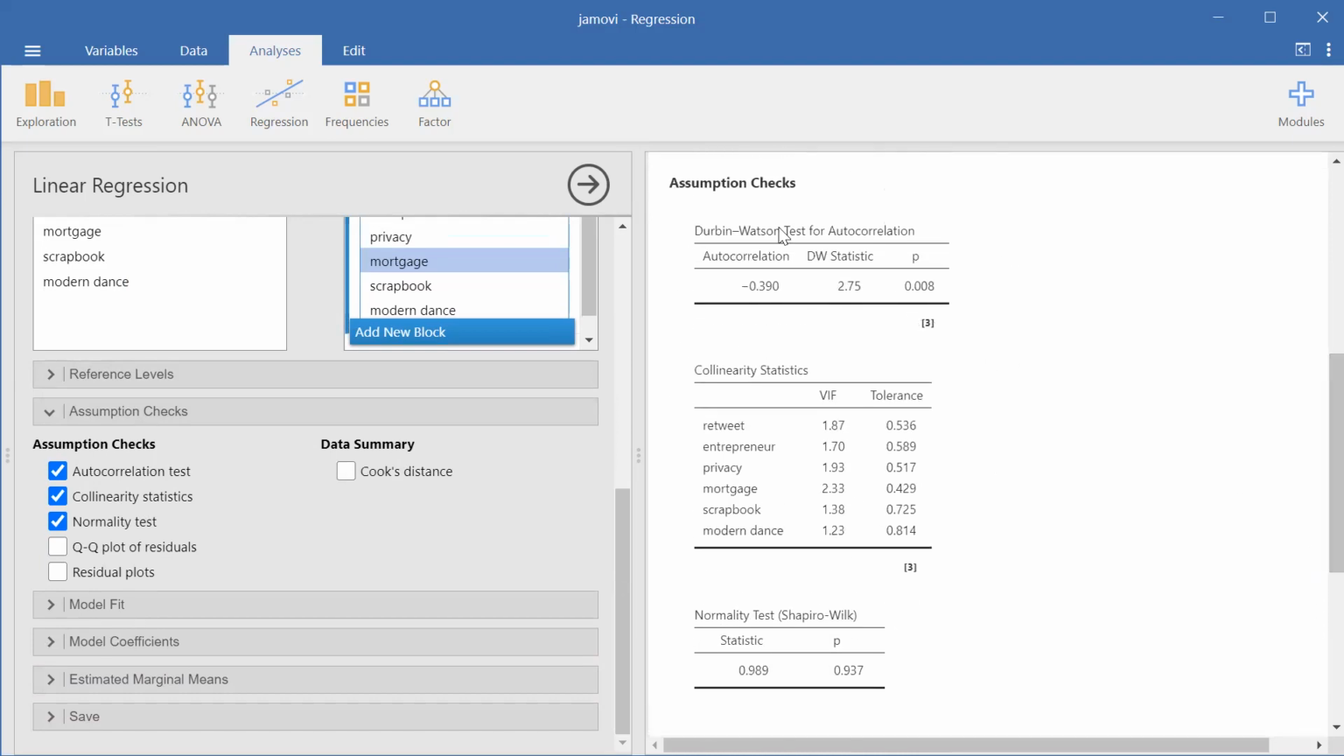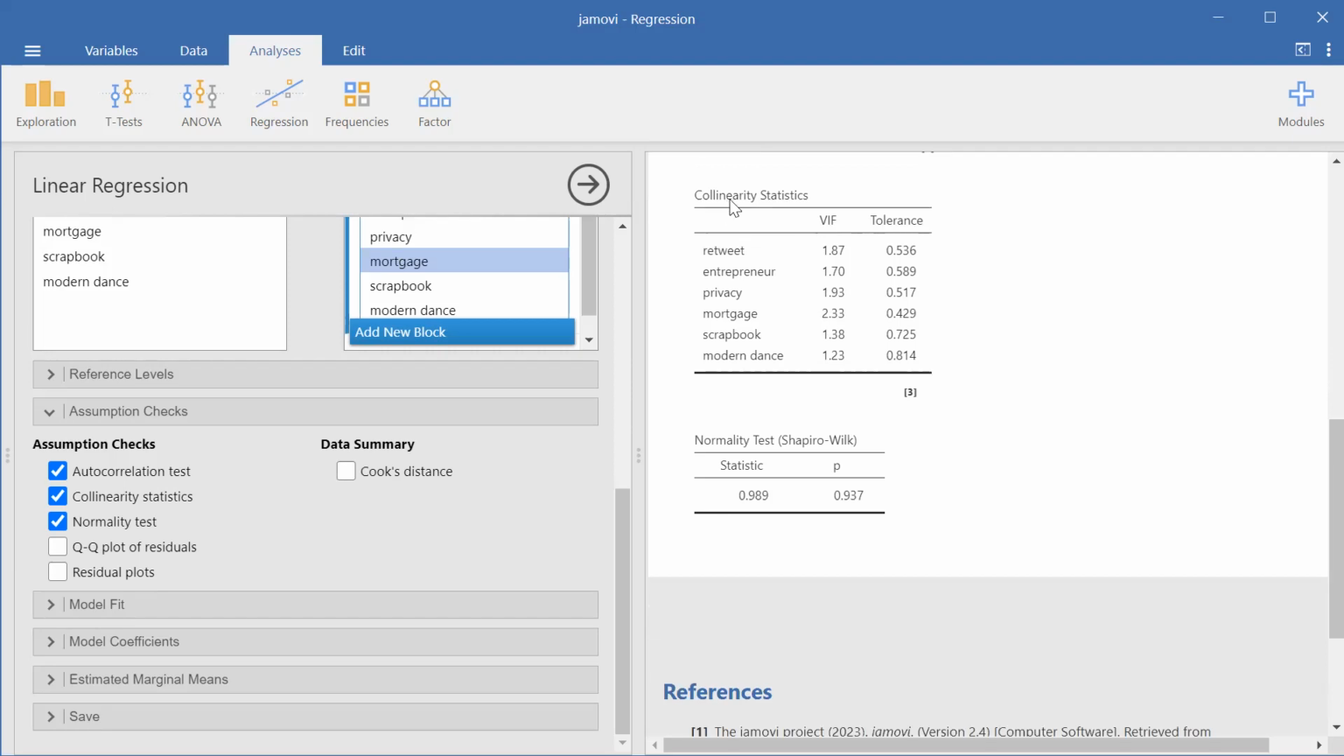For autocorrelation, we're using the Durbin-Watson test. Here the DW statistic ranges from 0 to 4. A value of 2 indicates that there is no autocorrelation. A value close to 0 indicates positive autocorrelation, and a value close to 4 indicates negative autocorrelation. Here the value of the DW statistic is slightly higher than 2.75, so it's between 2 and 4. That indicates a slight negative autocorrelation, which is fine.